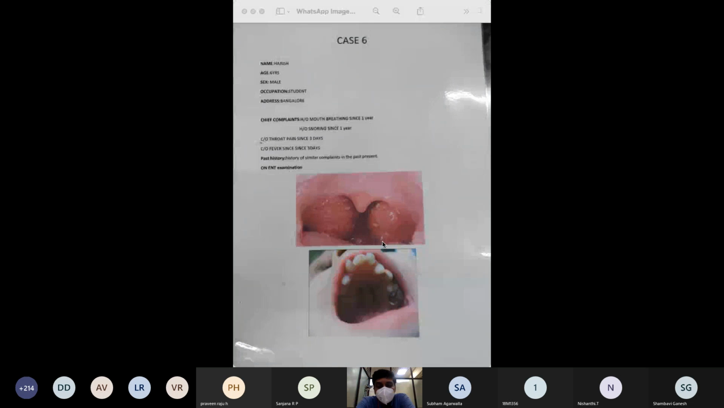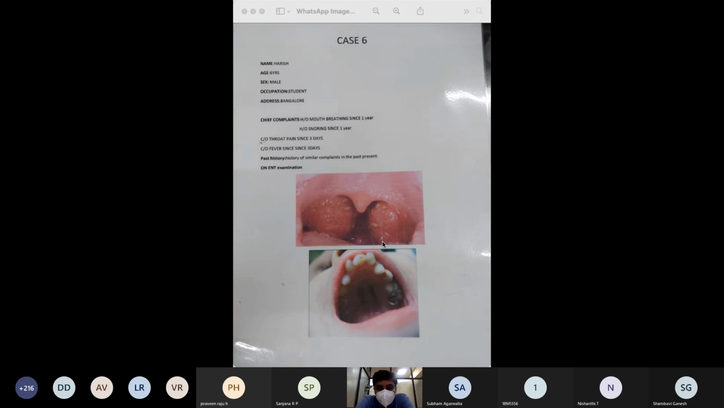So there will be a nasal obstruction and reduced airflow. And when I have to examine the ear, if there is obstruction of the eustachian tube, you will see a dull-looking tympanic membrane with loss of cone of light or distorted cone of light, and sometimes there will be an air fluid level or bubbles behind the tympanic membrane.